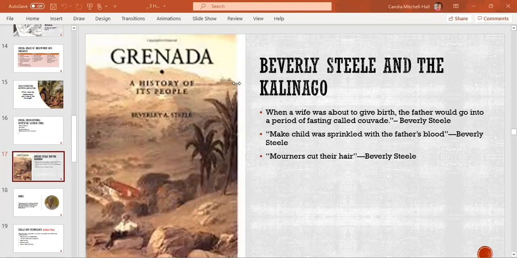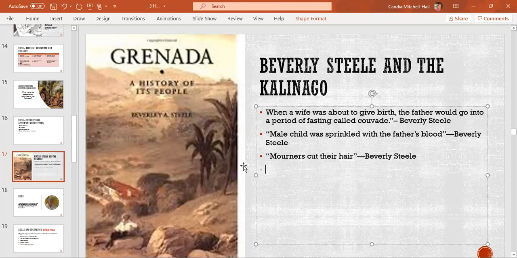Lorraine? Yes, sir. Could you read the quotes for me from Beverly Steele? Yes, sir. When a wife was about to give birth, the father would go into a period of fasting called Kuvid. Male child was sprinkled with the father's blood.